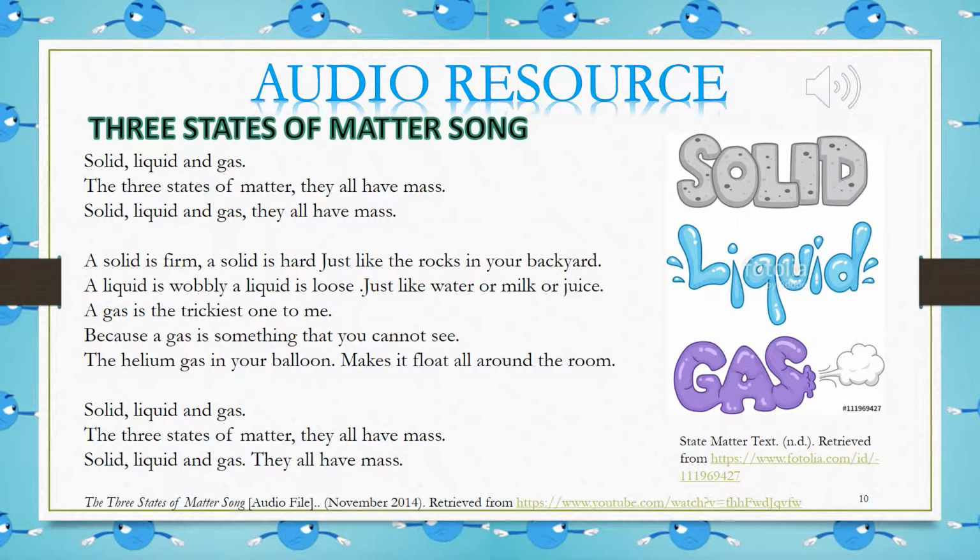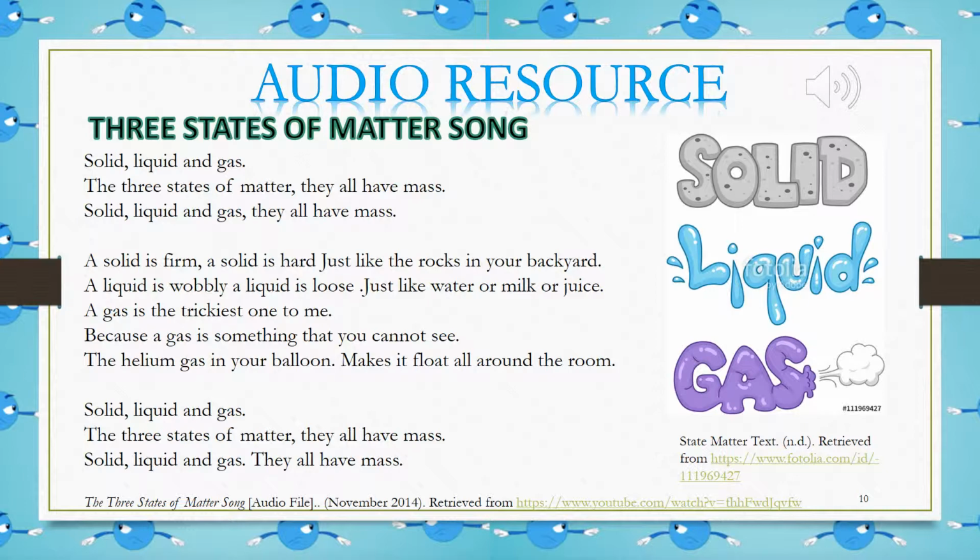Solid, liquid, and gas. The 3 states of matter, they all have mass. A solid is firm, a solid is hard, just like the rocks in your backyard. Wobbly, a liquid is loose, just like water or milk or juice. A gas is the trickiest one to me, because a gas is something that you cannot see. The helium gas in your balloon makes it float all around the room.